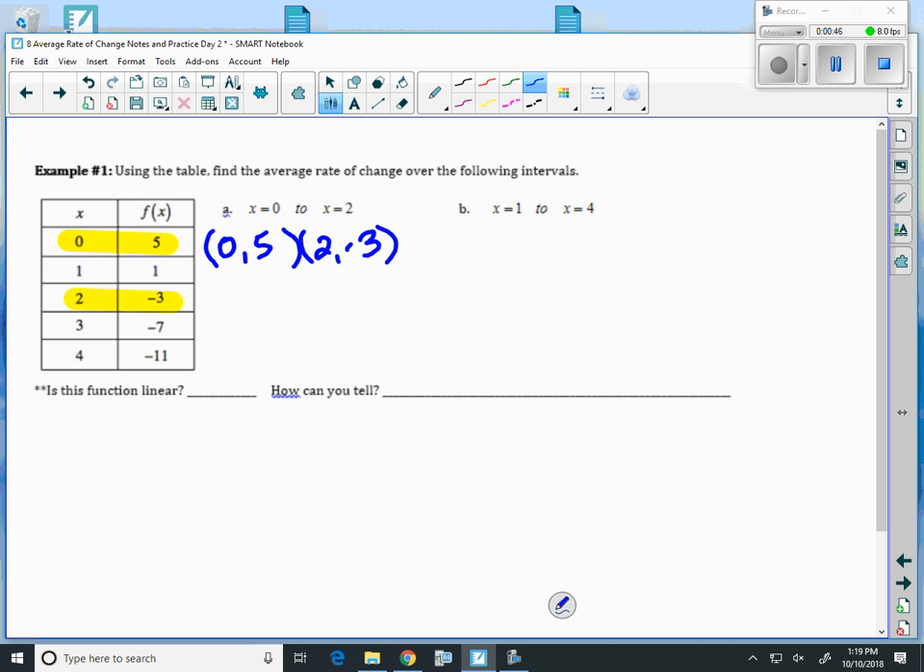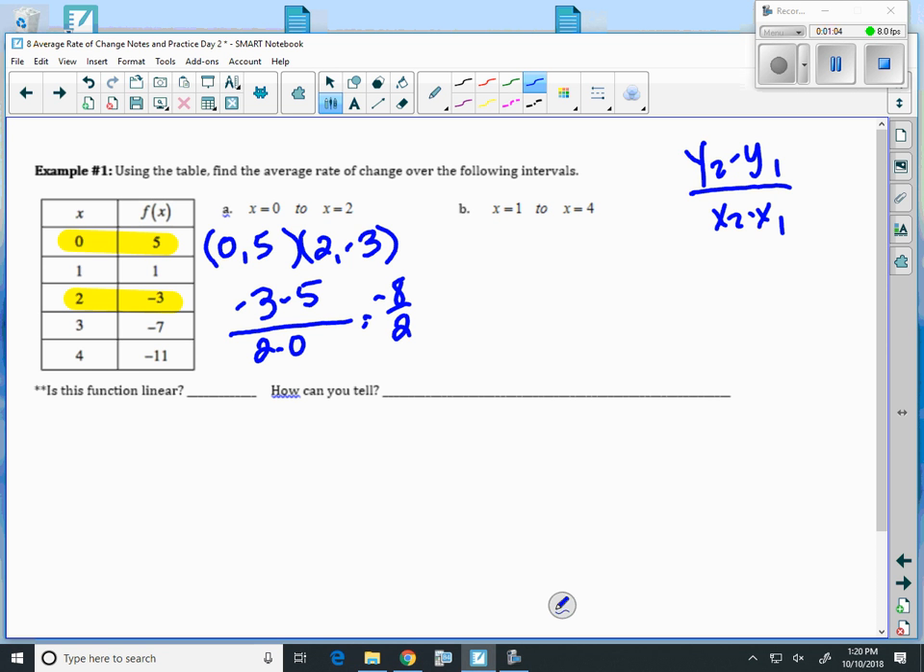All right, now if we're trying to find the average rate of change, what are we going to use? The slope formula. So we'll have -3 minus 5 over 2 minus 0. So we end up with -8 over 2, which is -4. Okay. Now once you get that done, go ahead and do B on your own.